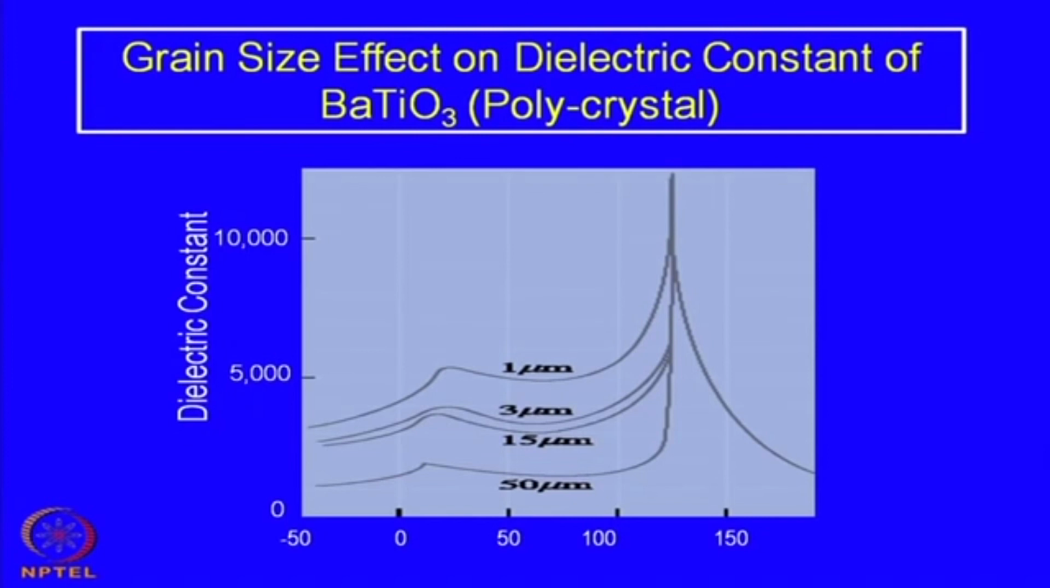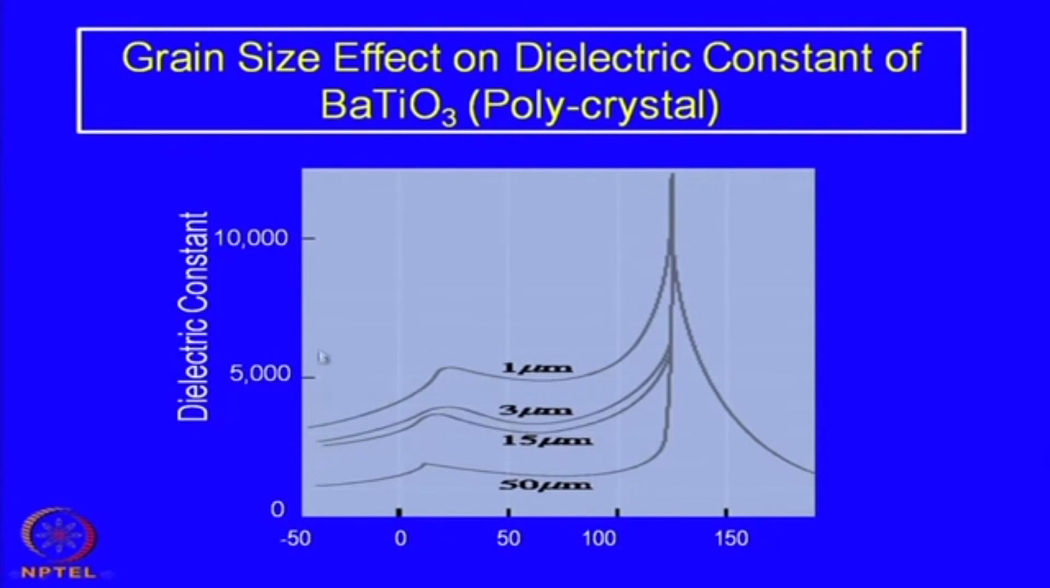The domain wall movement is restricted when the grain size is very small, and therefore there is a variation of the dielectric constant as a function of grain size. One can see 1 micron grain size provides a very high dielectric constant. So, same material, same composition, but just by changing the grain size one can modulate the dielectric constant, and therefore one can design different kinds of capacitors based on these dielectrics.